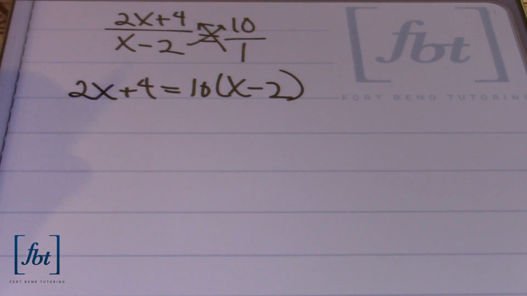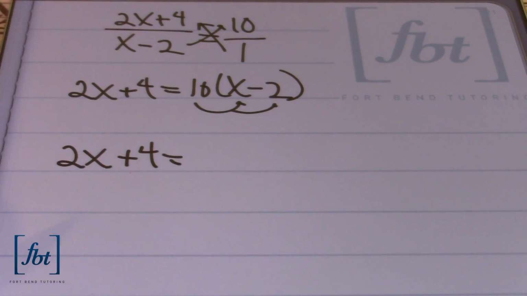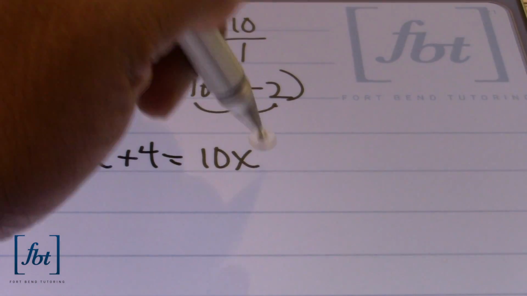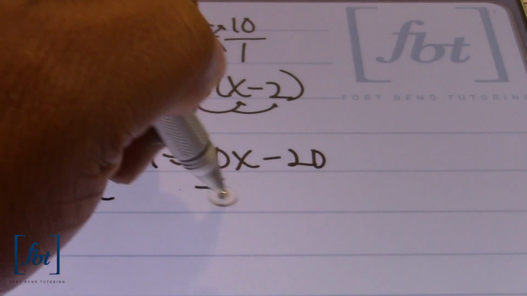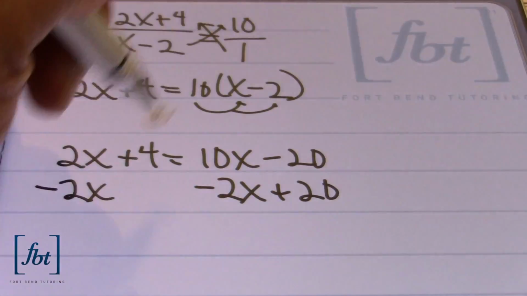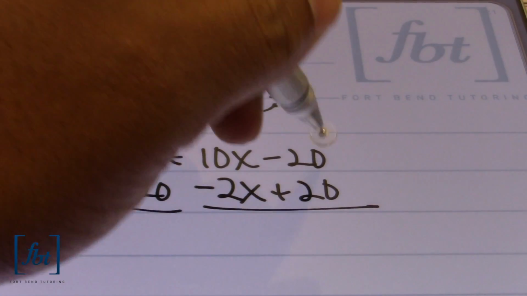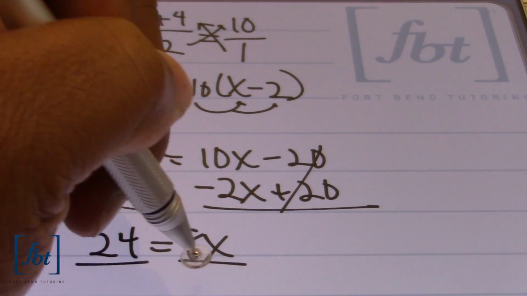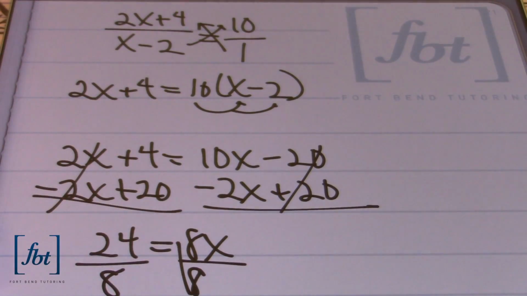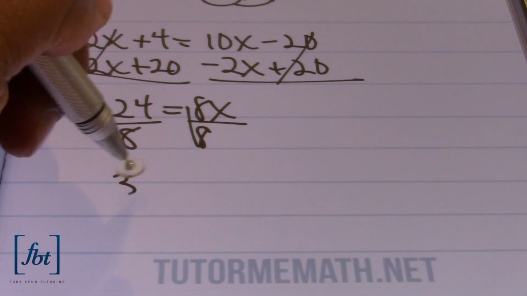I will then get my arrows popping. So I'll bring down the 2x plus 4, which equals 10x minus 20, and then solving for x by subtracting 2x from both sides as well as adding 20 to both sides here, we'll have the following results. We'll have 24 equals 8x, and then we'll be dividing both sides by 8, which will give us a value of 3 for x.